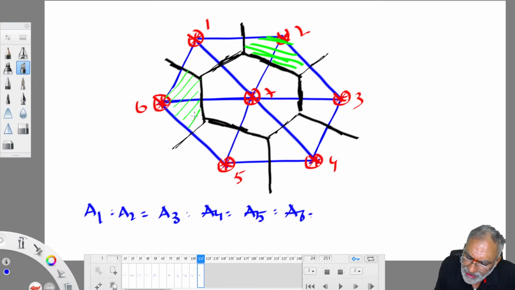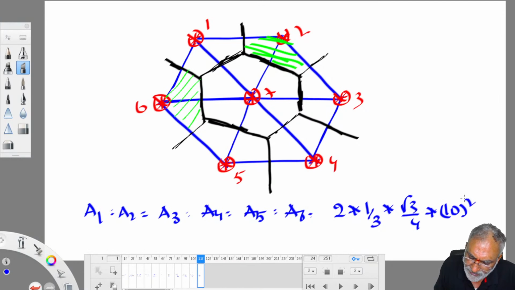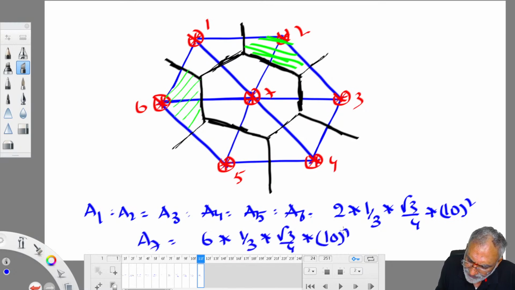So how much area? 1/3 of this triangle, that is 1/3 of root 3 by 4 into A square, where A is 10. Central station, how many equilateral triangles? 1, 2, 3, 4, 5, 6. So A7 is 6 times root 3 by 4 A square. The total area of the hexagon is 6 times root 3 by 4 A square. Okay, now you can work out.